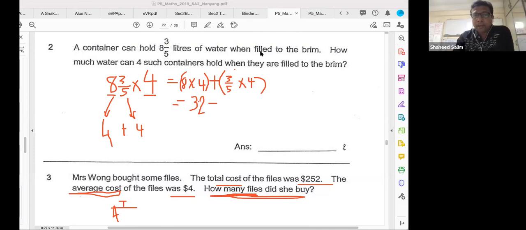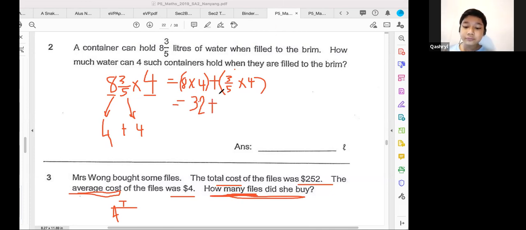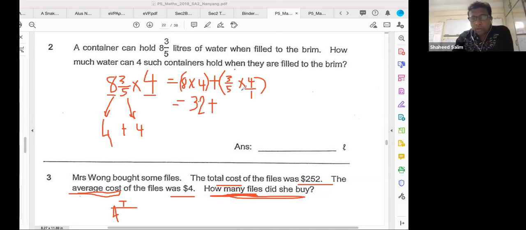Now down here, how to times? Take top times top, you cannot cancel, 12. Bottom times bottom, 5. 3 times 4 is 12. 5 times 1 is 5. Now, what number is this? You got to do the long division down here. You got to find out what is this. So I get 10 down here. 10 divided by 5, get 2.